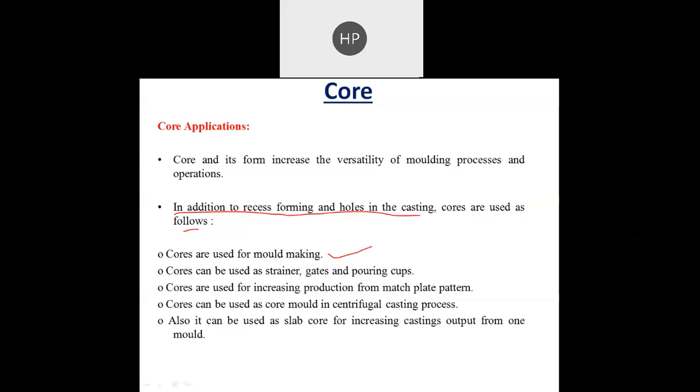Cores can be used as a strainer, gates, and pouring cup. Cores are used for increasing production from the match plate pattern. Cores can be used as a core mold in the centrifugal casting process. Also, they can be used as a slab core for increasing casting output from one mold. So these are the applications where we can use cores.